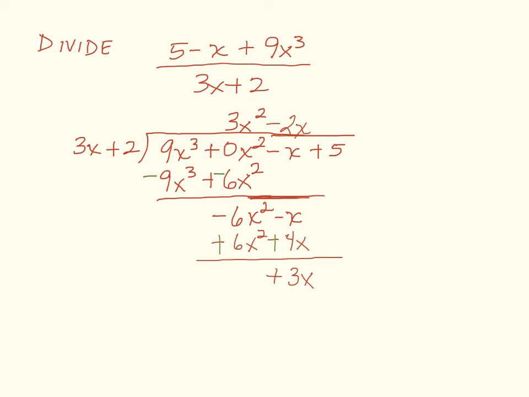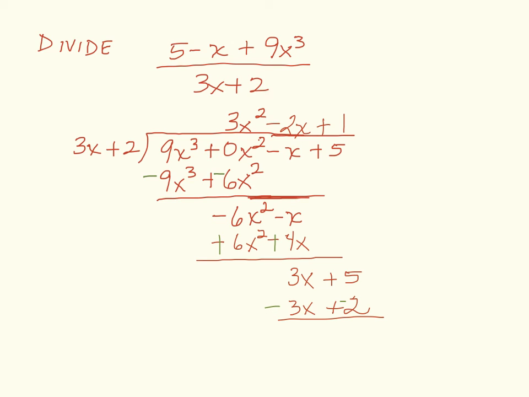So honestly, I don't have to write the plus sign. All I need to do is bring down the 5 and then start dividing again. 3x goes into 3x one time. 1 times 2 is 2. 1 times 3x is 3x. So we subtract. That becomes negative. That becomes negative. Let me change that. That's a little raggedy. That becomes negative. All right.